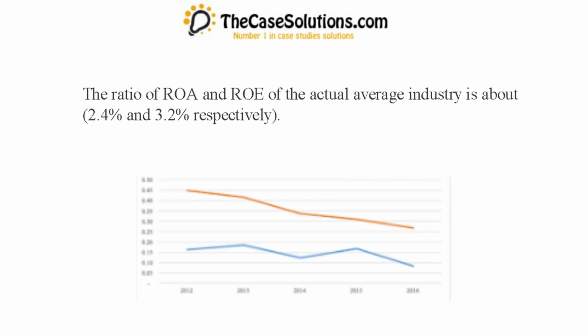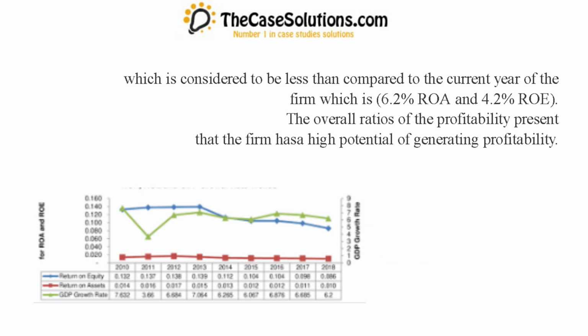The ratio of ROA and ROE of the actual average industry is about 2.4% and 3.2% respectively, which is less than the current year of the firm, which is 6.2% ROA and 4.2% ROE. The overall ratios of the profitability show that the firm has a high potential of generating profitability.